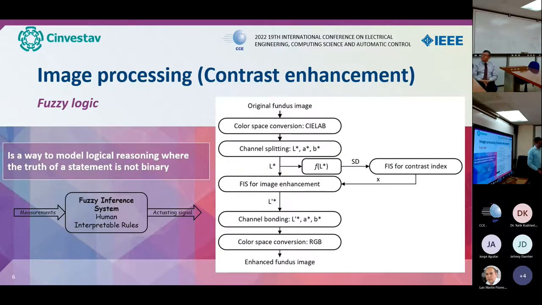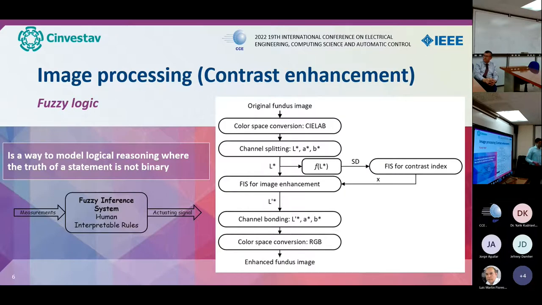Well, the development process was based on fuzzy logic. Fuzzy logic is just a way to model logical reasoning where the truth of a statement is not binary. Instead, it has a degree of truth. Using fuzzy logic allows us to design fuzzy inference systems, which are functions that map a set of inputs to outputs using human interpretable rules. Using this kind of rules allows the system to adapt to the requirements, in this case, to the color modeling requirements.